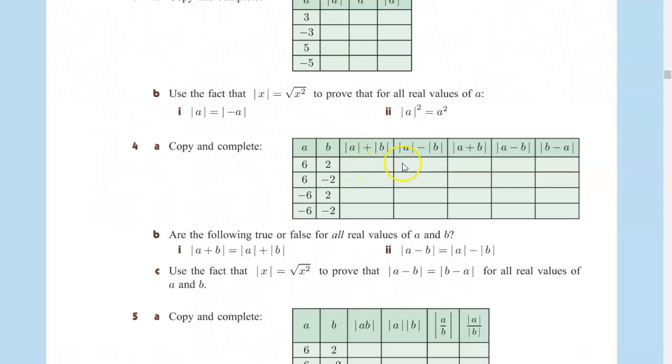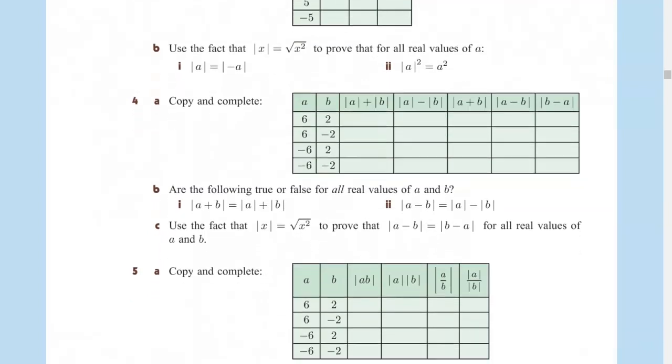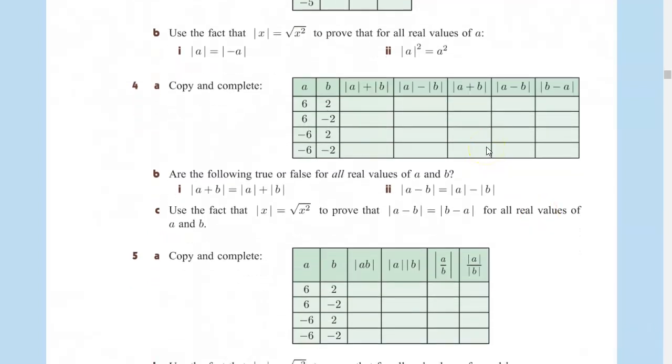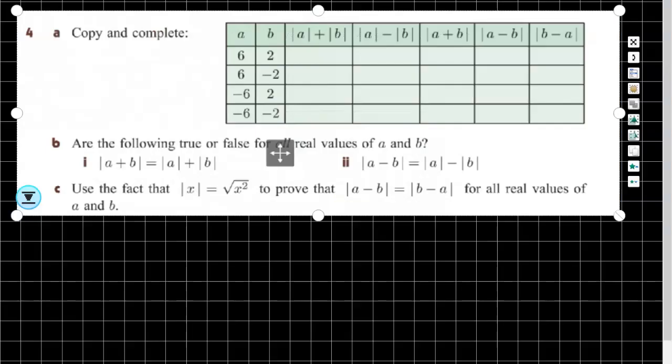Copy and complete. So what could you tell me? Do you want to do that one or not really? Again, it's a bit of a surprise, but come over here. Do we think that this is true? Modulus of, true or false for all values. I think you should do that one just very quickly because it's not going to be true or false all the time.